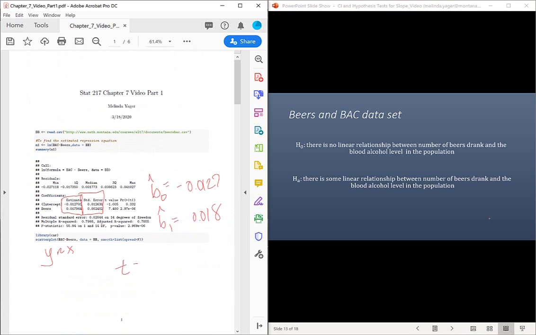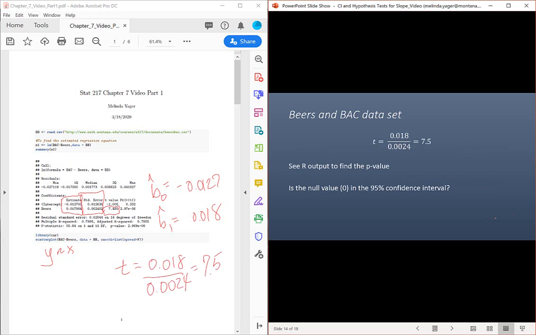So to find T, we're going to take the estimated slope, 0.018, divided by 0.0024. This gives us a test statistic of 7.5, which we can also see right here in our R output, 7.48. This is a large T value, and our P value is 2.97 times 10 to the negative 6, which tells us that our P value is less than 0.0001, a very small P value.